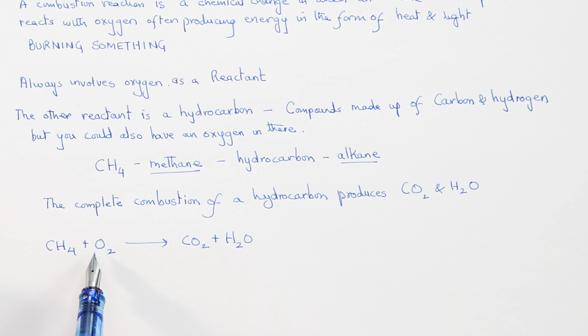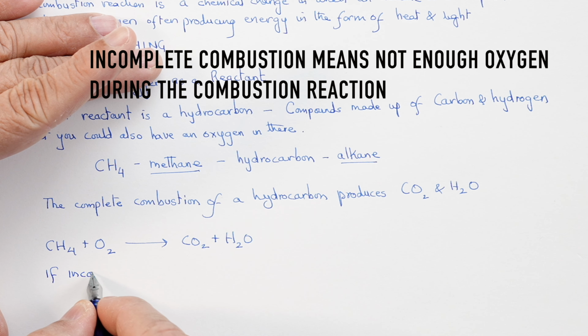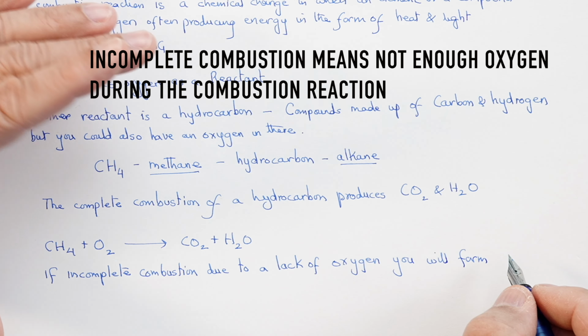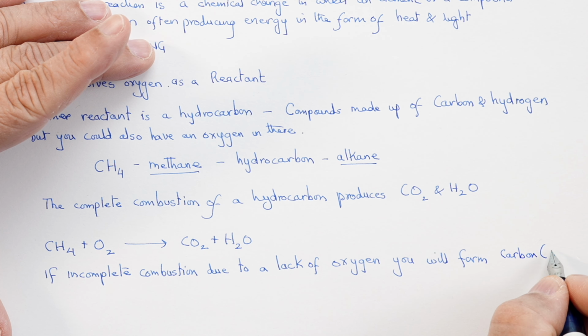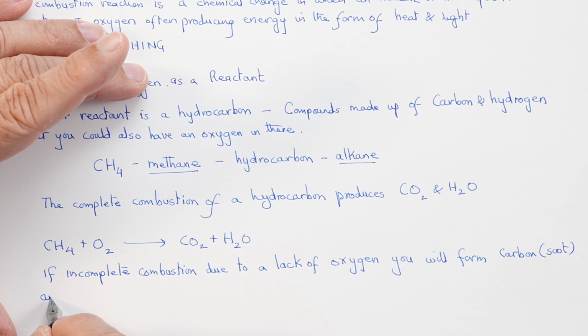If for some reason you have a limited amount of oxygen, so you've got less oxygen than you need, the combustion will not be complete, and you'll end up forming soot, carbon, and other toxic compounds like carbon monoxide. If incomplete combustion occurs due to a lack of oxygen, you will form carbon deposits. So it's basically soot. It's like this very fine black powder that you'll see on pans and on test tubes. That's what's happening. You will form carbon, soot, and possibly carbon monoxide. But we're primarily talking about complete combustion.